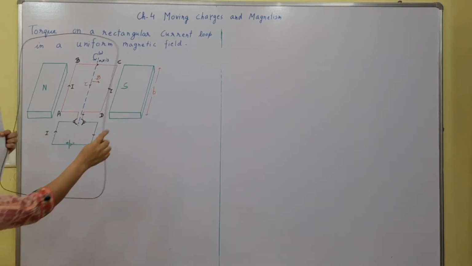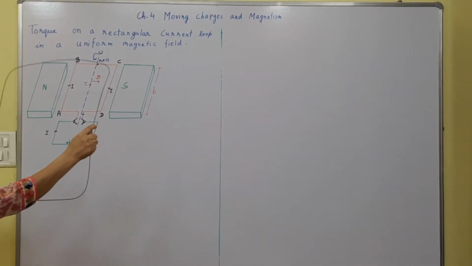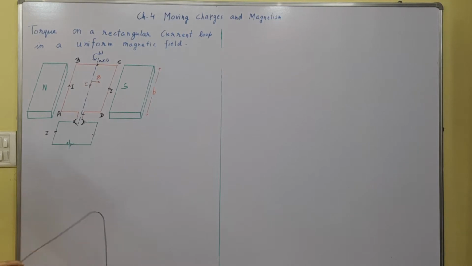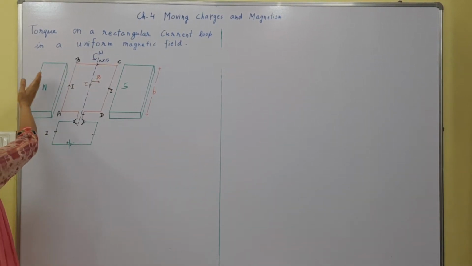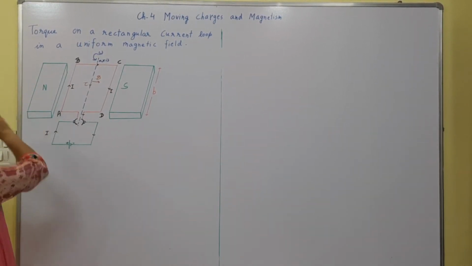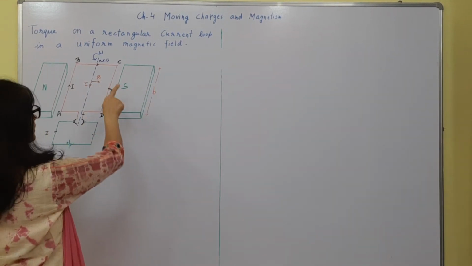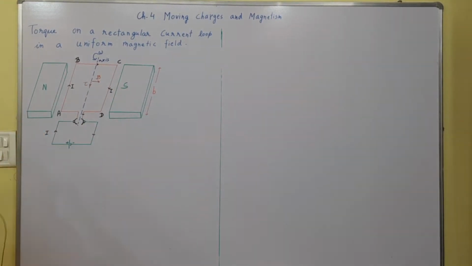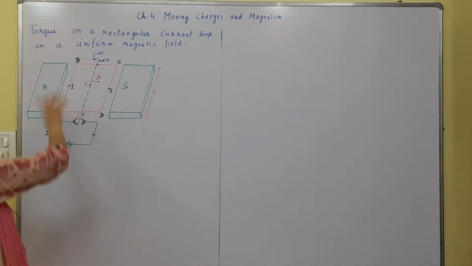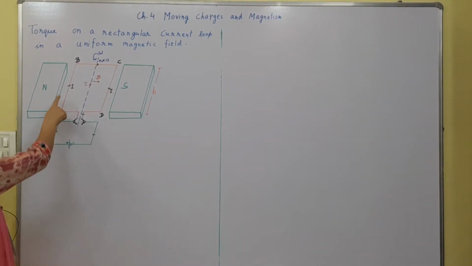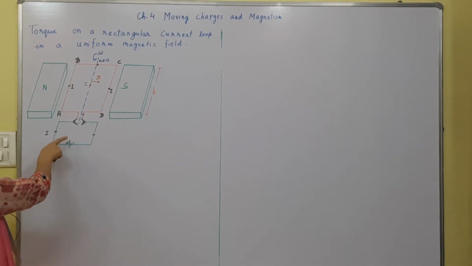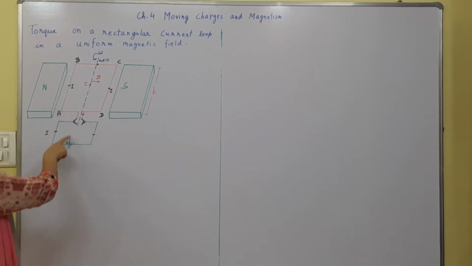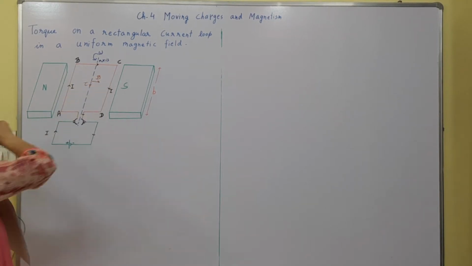Now this is kept between two magnets, north and south, so that the direction of the magnetic field is from left to right. This may be a part of a horseshoe magnet, or a complete bar magnet on this side with north, and a complete bar magnet on this side with south. Now this coil is kept here. To allow the current to flow, we have attached a battery over here, which is flowing the current in this direction, from A to B to C to D.